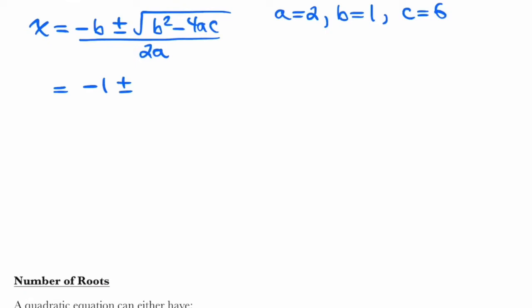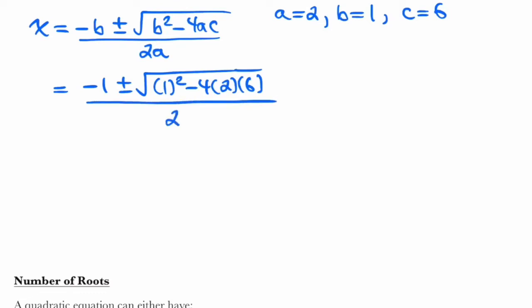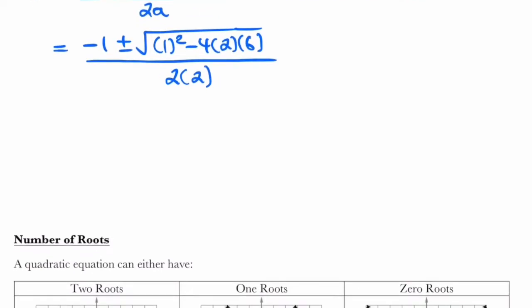Negative 1 plus or minus the square root of 1 squared minus 4 multiplied by 2 multiplied by 6. And that's all over 2 times a. Let's try and simplify this without a calculator. Don't forget to use the rules of BEDMAS. So in the numerator, we've got negative 1 plus or minus.